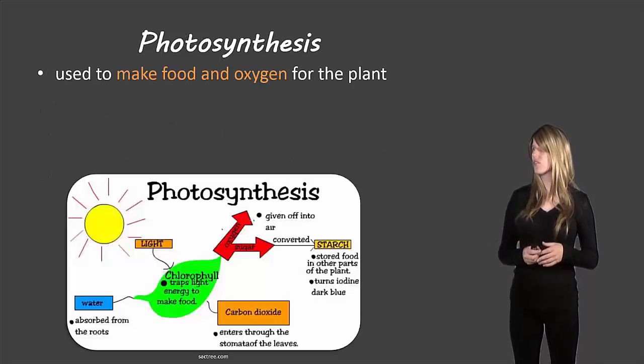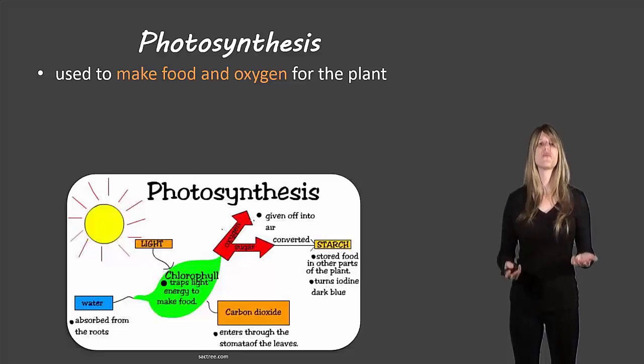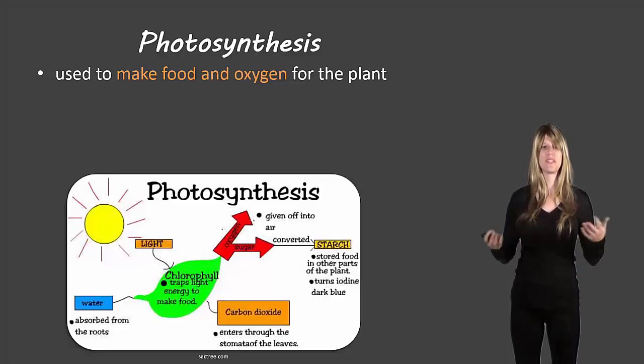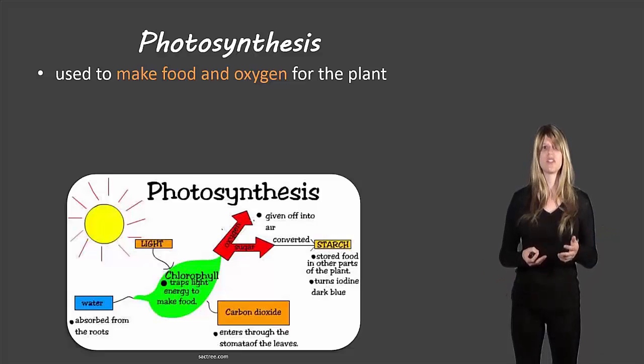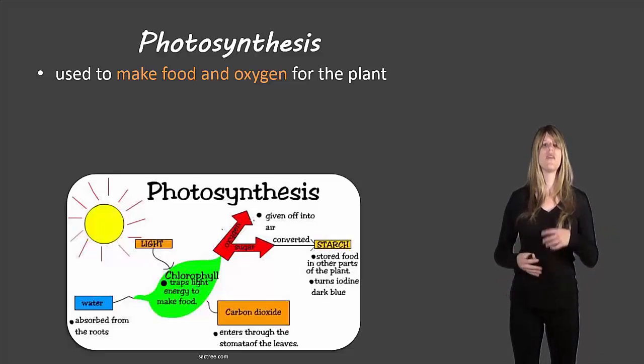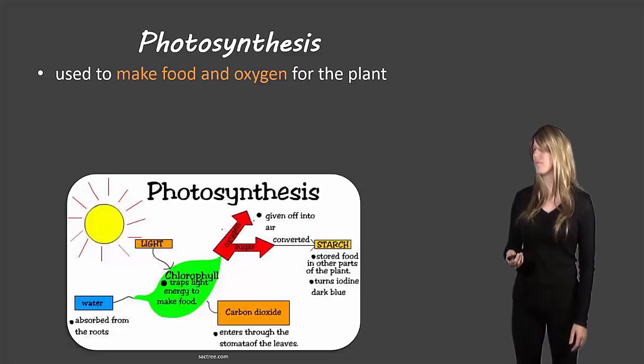So first of all, photosynthesis is used to make food, so sugar, and oxygen for the plant. Now, we also breathe that oxygen. It's important for people to have plants and also some types of algae to create oxygen for us to breathe, but the plants also breathe in that oxygen. So they need oxygen and sugar, and photosynthesis makes that for them.